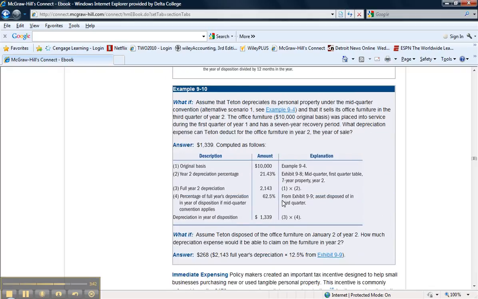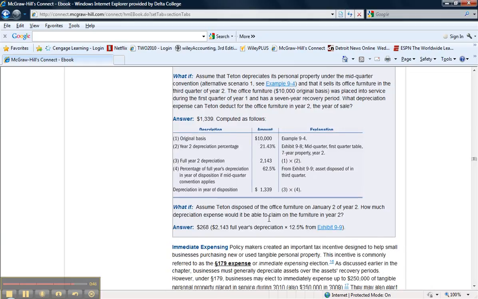You can see an example down here. This company sells furniture in the third quarter of year 2. So here's the original basis. There's the year 2 depreciation percentage from this table. So that would be a full year's worth of depreciation, but you only get 62.5% or 7.5/12 because you sold the asset in the third quarter. The middle of the third quarter is August 15th, so 7.5 months into the year. So that would be the depreciation deduction.